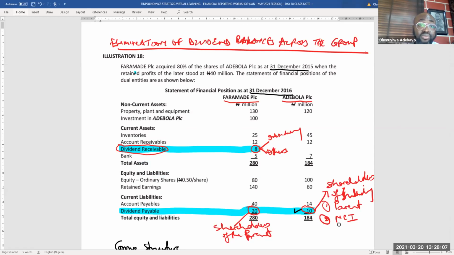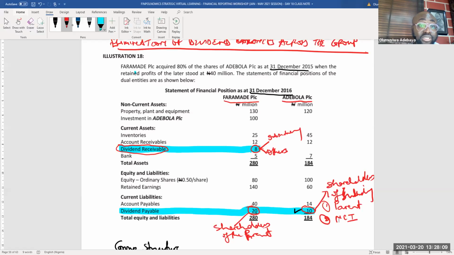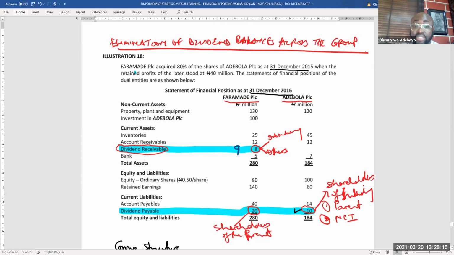But I put it to you, what if in the balance sheet, what you have is not 8, but you have 9? That 9 means that 8 is receivable from the subsidiary, and 1 is from other what? Investments. Which means the portion that is only required to be eliminated is that of the subsidiary. After eliminating 8, it will remain 1 out of 9. But in this case, it's only 8 that we have. Therefore, when you eliminate 8, what is left is 0.